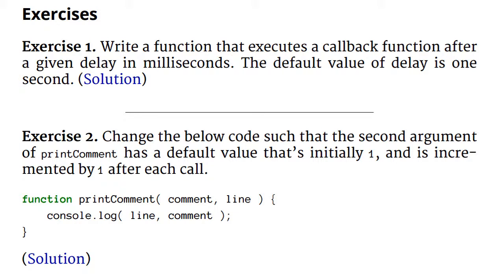In this video, we will solve 3 exercises using default arguments. Exercise 1. Write a function that executes a callback function after a given delay in milliseconds. The default value of delay is 1 second.